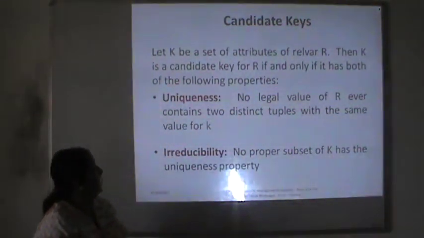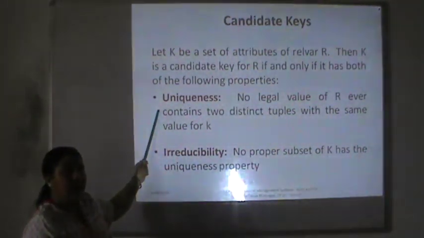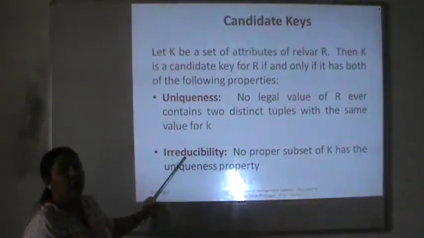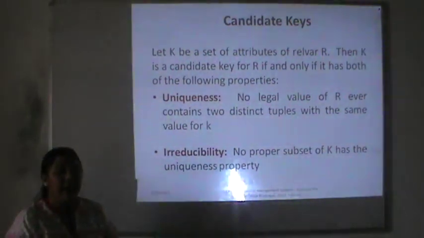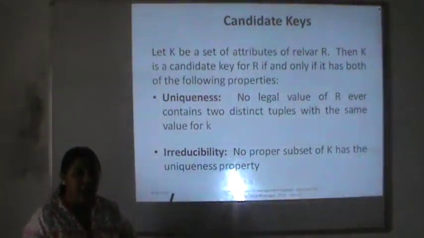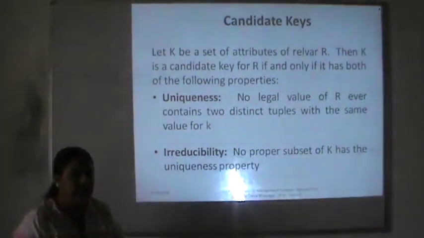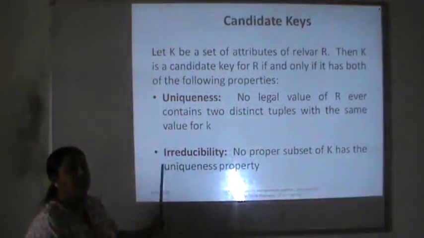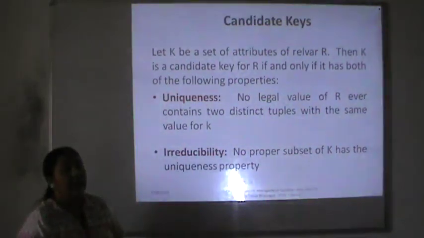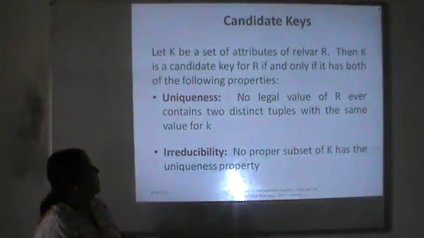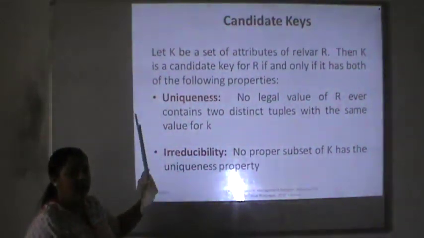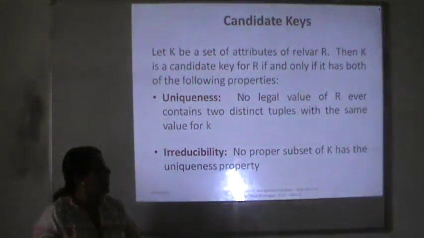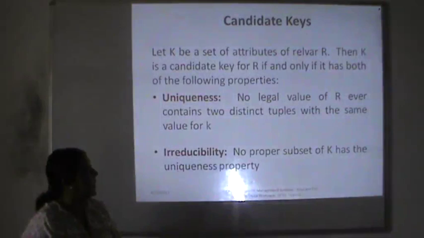Candidate key. A candidate key is also a super key, but it is unique as well as irreducible. So a super key is unique as well as reducible, whereas a candidate key is unique and irreducible. It means that a candidate key is a super key which has the uniqueness property, and since it is a super key, no two tuples can have the same values for it.